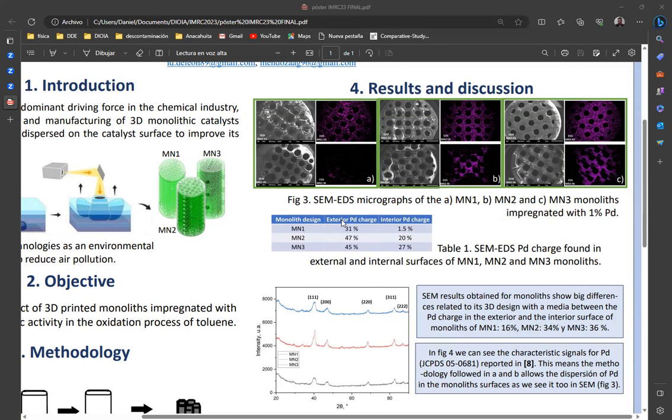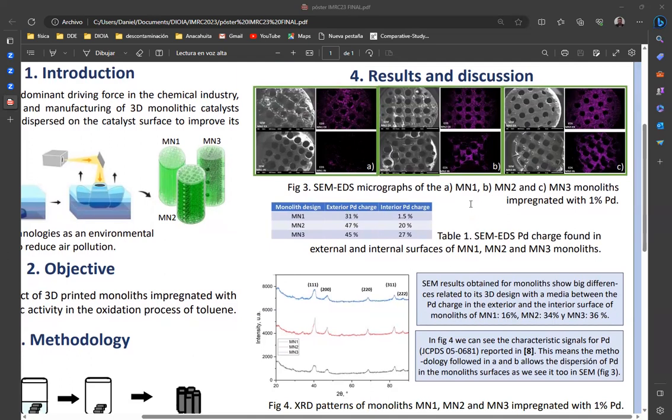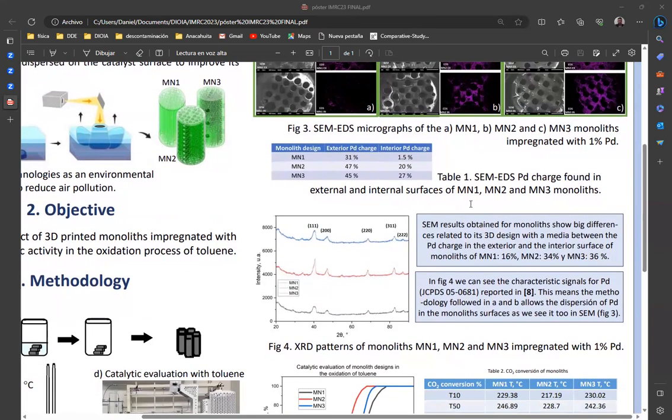As we can see, the MN3 design got a better impregnation of palladium on both the internal and external surfaces, taking these results as a reference. In Figure 4, we can see the characteristic signals for palladium according to the target JCPDS 05-0681. This means the methodology followed for the impregnation and thermal treatment allows a good dispersion of palladium on the monolith surfaces, as we see too in the same micrographs.